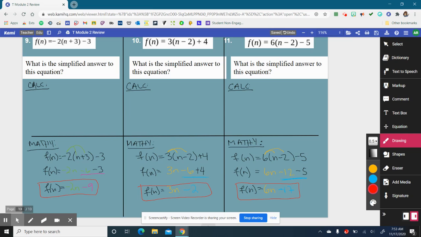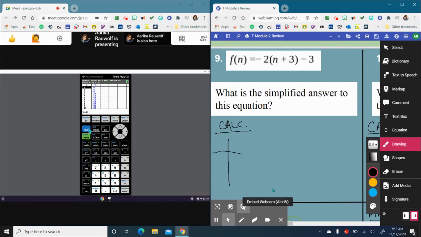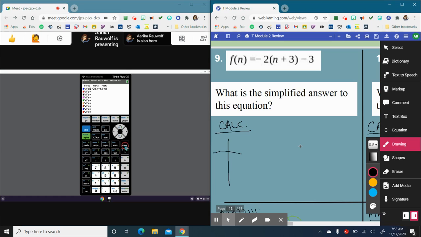Now I'm going to show you how to use the calculator way for numbers 9 through 10. What we're going to have to do is type that original equation into our calculator. If you still have this page on your calculator, to change your equation you have to hit the y equals button. This isn't the equation we're using, it's a new one, so I'm going to hit clear. And now I'm going to type in this equation exactly how I see it into my calculator.